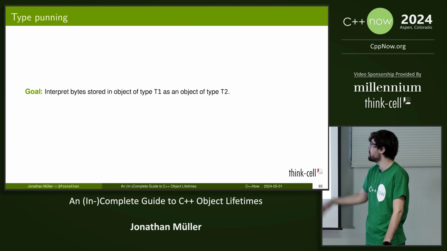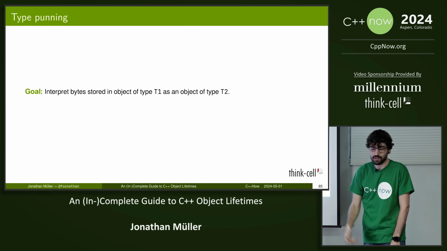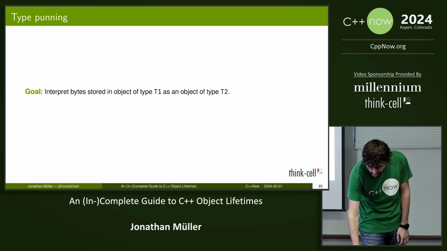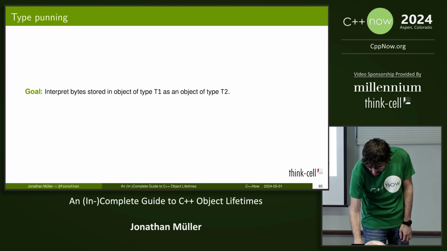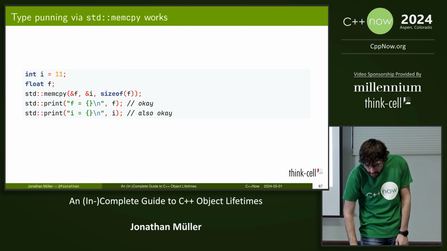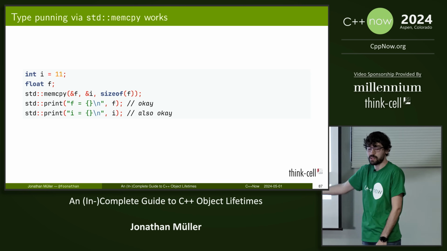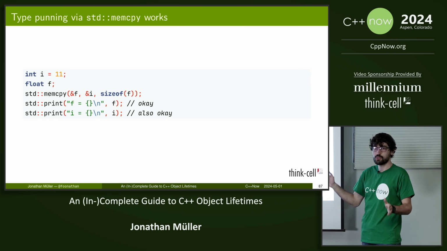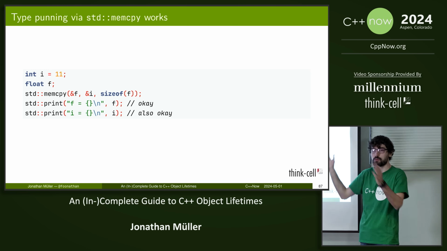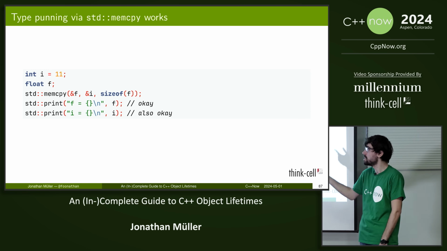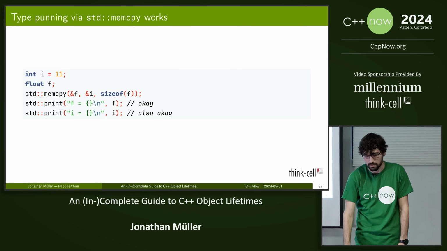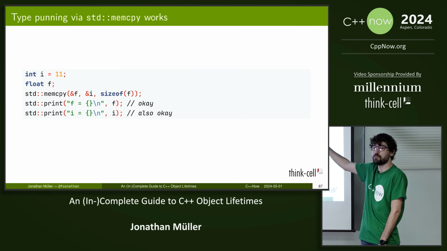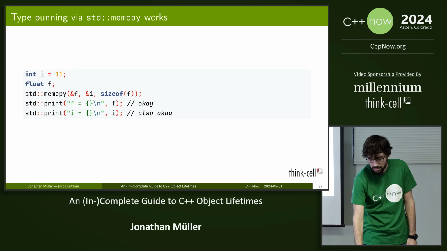So type punning in general, we want to interpret the bytes of an object of type T as an object of type U. And actually my next slide is incorrect, so I'm just going to skip over that. Okay, so for example, you can do type punning via memcpy. This doesn't actually have anything to do with object lifetime. We've got an int, we've got a float, we memcpy them over. This just works, because we're just copying bytes, we have an existing int, we have an existing float, no object lifetime here. And also no implicit object creation is going on. We're just doing a memcpy.